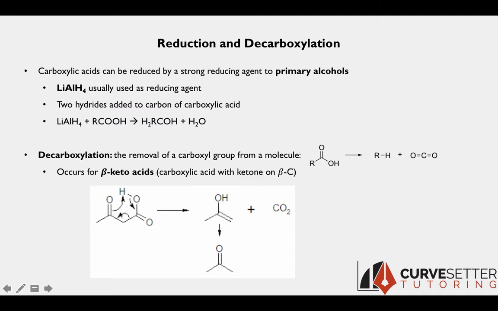But decarboxylation occurs for other molecules as well, and it becomes important in biochemistry. So we'll talk about decarboxylation in some of the metabolism mechanisms. For example, the citric acid cycle has a number of instances of decarboxylation. And just note that when decarboxylation does occur, what's lost is CO2 rather than COOH.